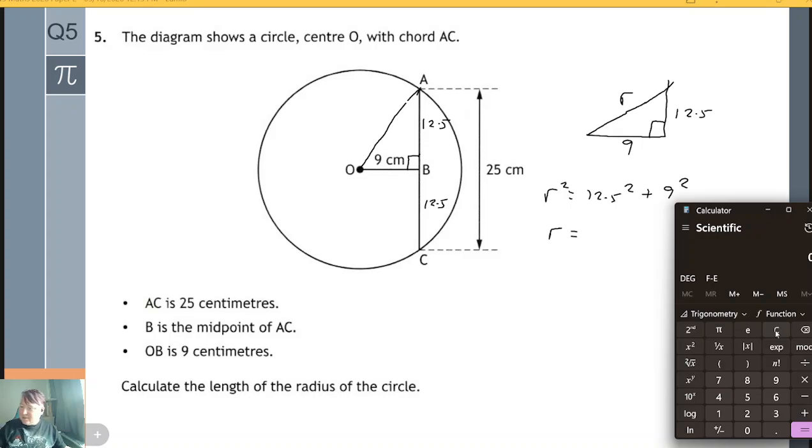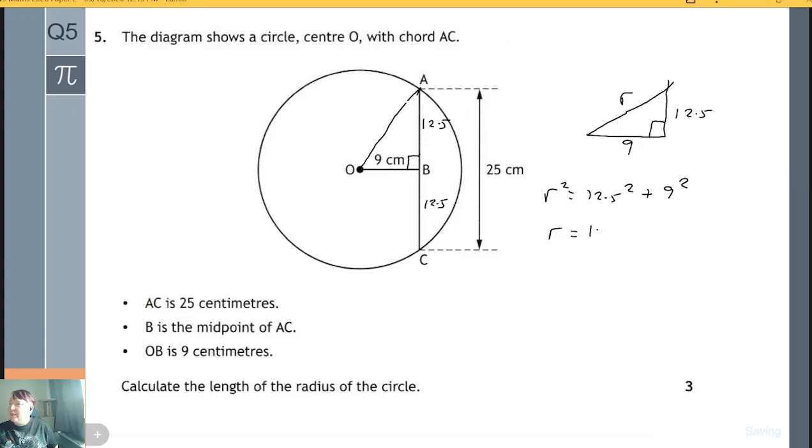Don't need to do this in our heads. So 12.5 squared plus 9 squared is that, and we need to square root it. So we have got 15.4 to 1 decimal place, centimeters. Okay, 1 point for recognizing you're dealing with a right angle triangle question, another point for using Pythagoras, your final point for your answer with units.